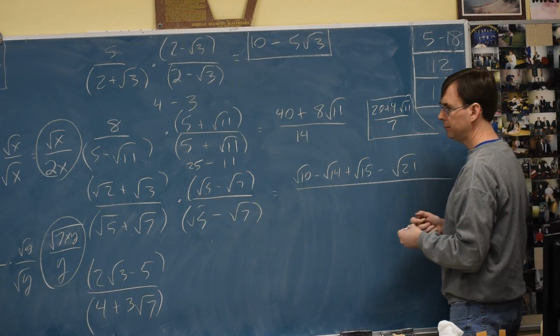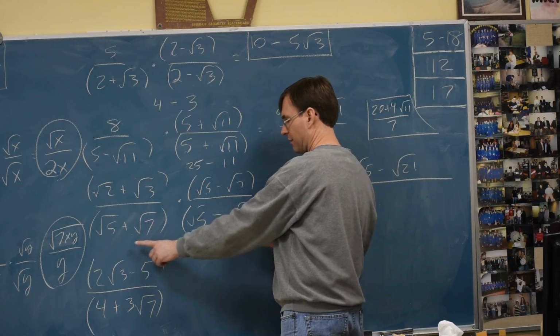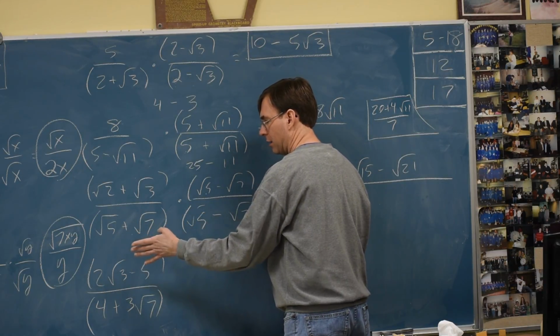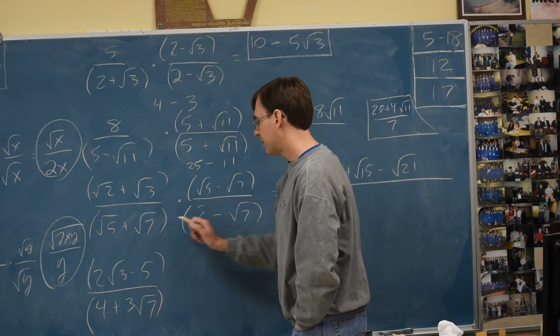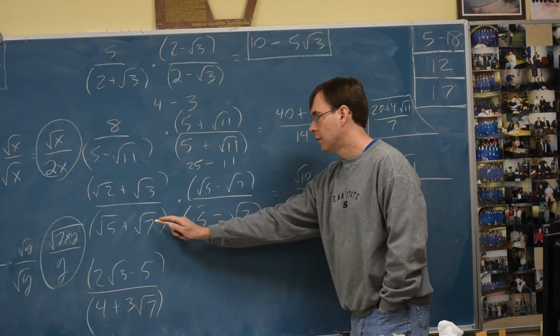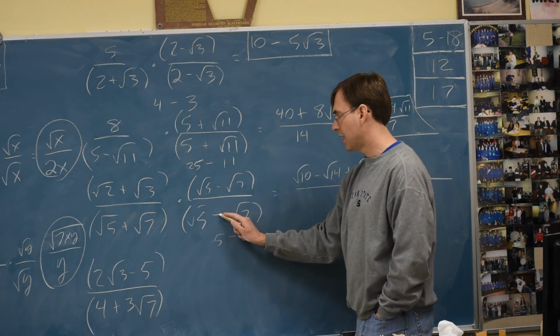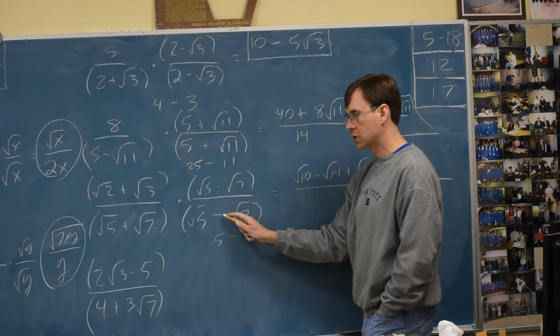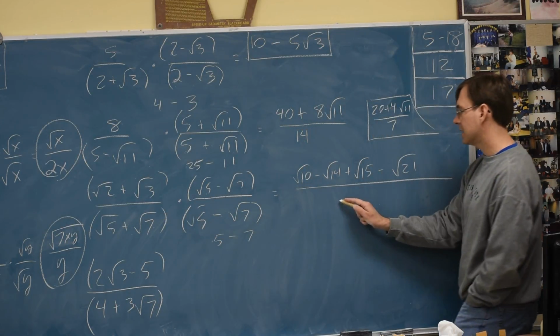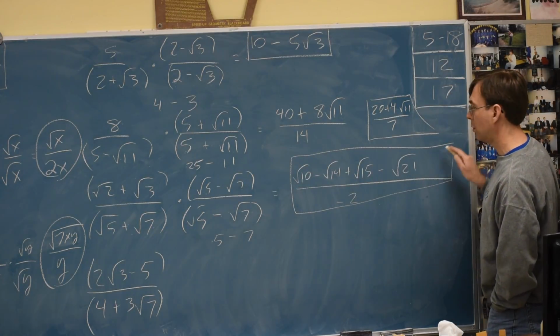On the bottom, I don't care what this is, it's positive, I don't care what that is either, it's negative, that'll eliminate. Root 5 times root 5 is a normal 5. Root 7 times root 7 is a normal 7. Always a minus there, because the signs are always different, because we chose that. 5 minus 7 is negative 2. And that's what we do with that.